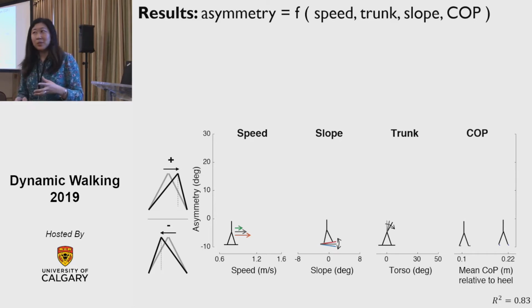So if we look at the asymmetry, we basically plugged in all this data and tried to figure out what the different contributions were for speed, slope, trunk, and center of pressure. So here I'm just going to take out the components and show you what it looks like for these different conditions. So it's not going to be like a multi-dimensional graph or anything.